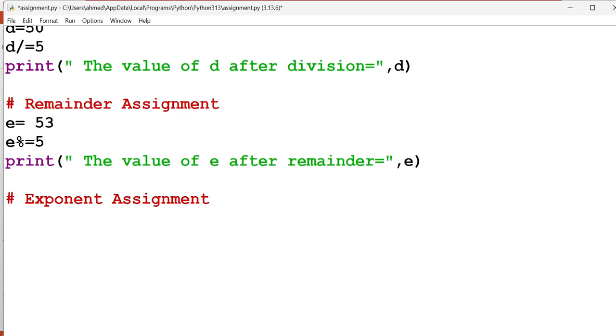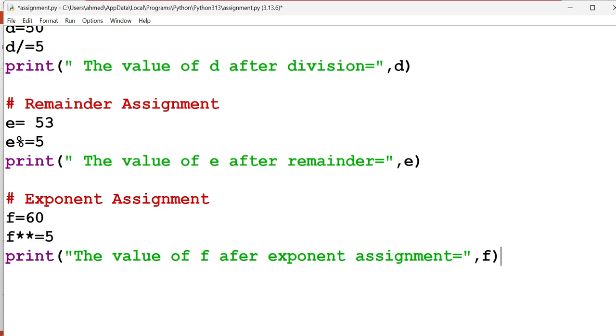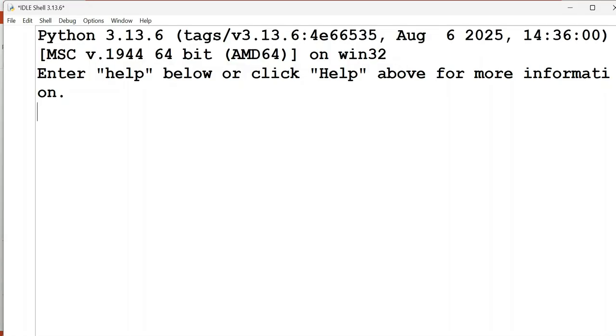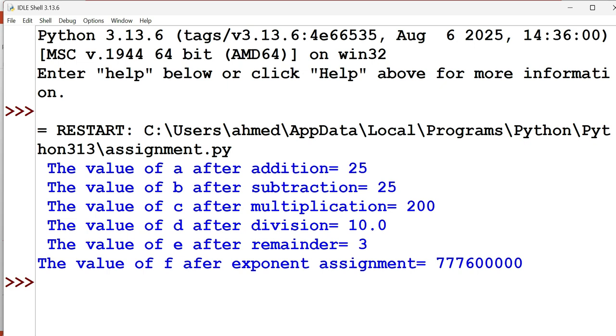Now the second last assignment is exponent assignment. In exponent assignment, we have taken the variable f, and we have assigned the value 60. The value of f after exponent assignment. So when we'll run this program, this value is huge. Why? What is the reason? Because 60 will be multiplied 65 times.